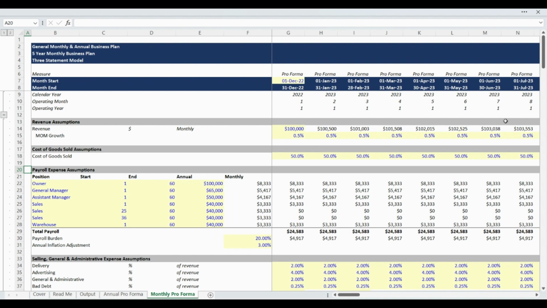Payroll burden is for overhead related to payroll expenses, such as payroll taxes and benefits. The payroll burden figure is entered in cell F30. An annual payroll inflation assumption is entered in F31 to account for annual labor expense growth.